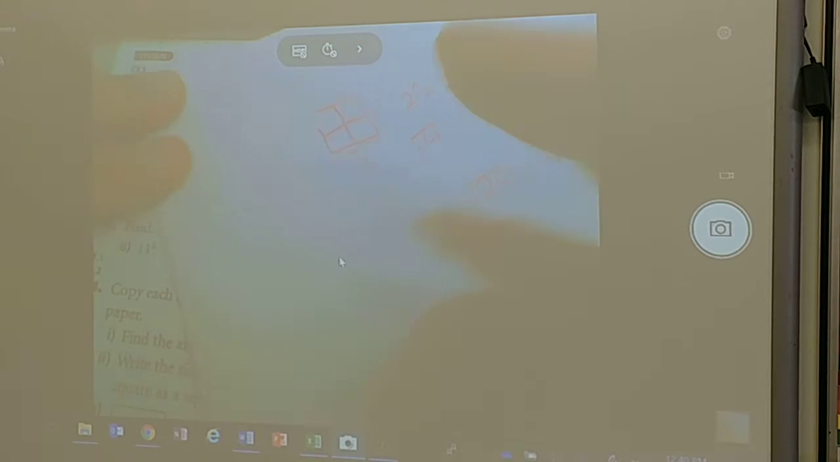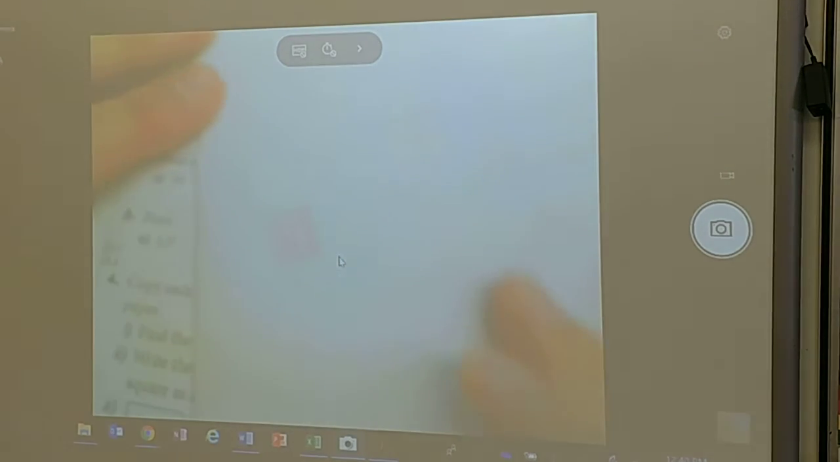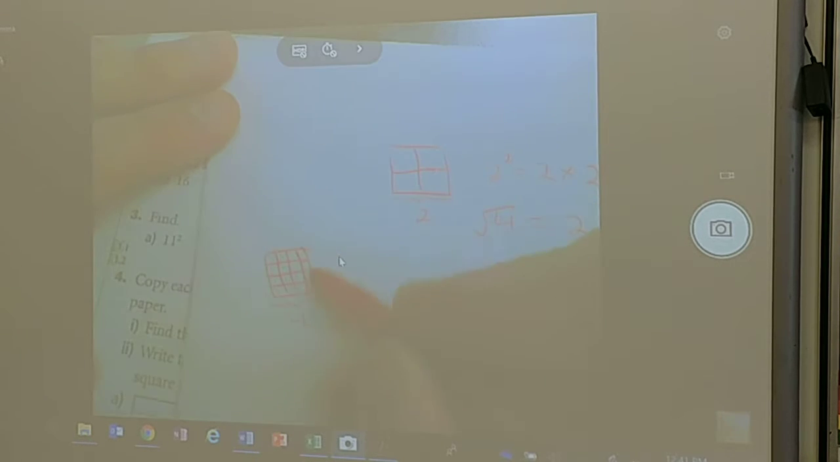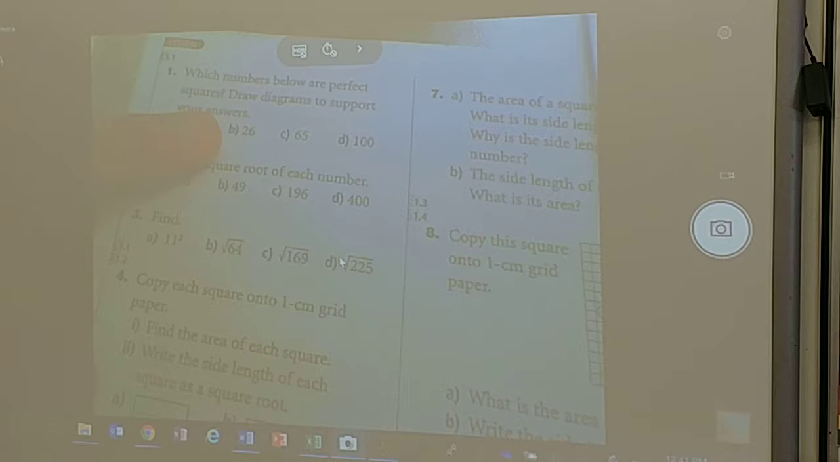So for example, if I had a square that has 16 squares in it, come on, focus now. There we go. This is 16, the square root would be 4. So 16 is a perfect square. I can't make a perfect square with 15 squares. So you can see 15, not a perfect square.